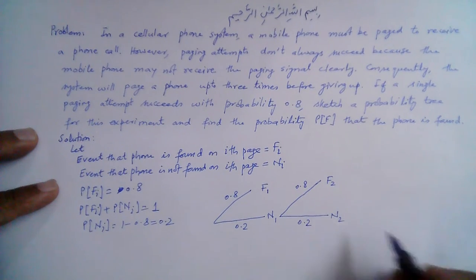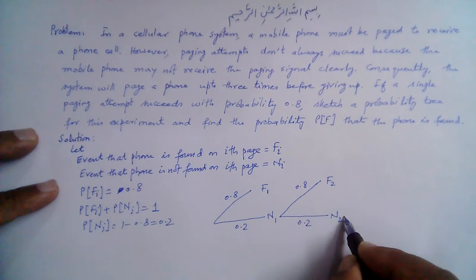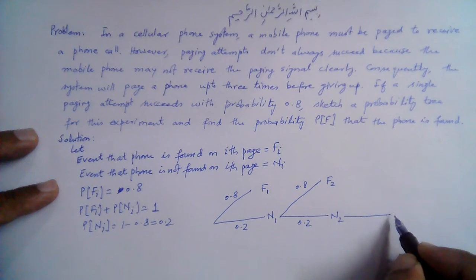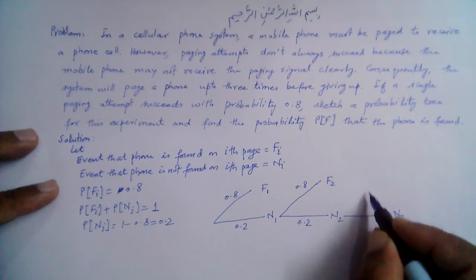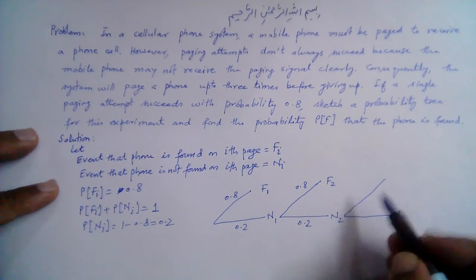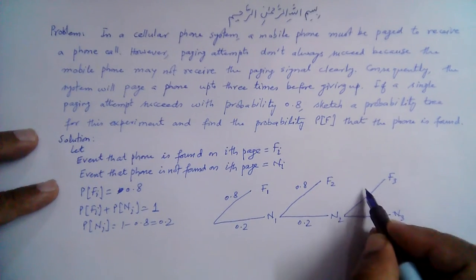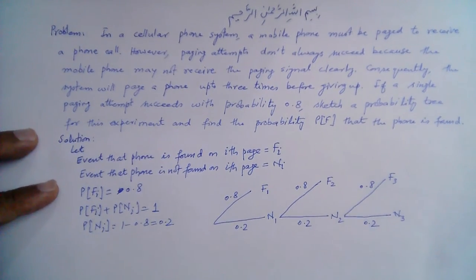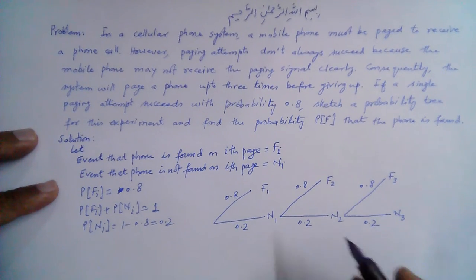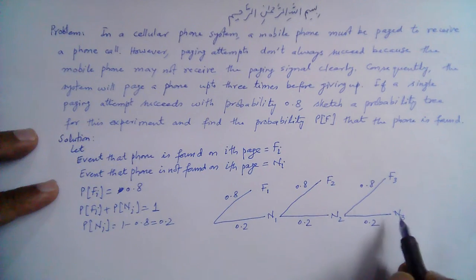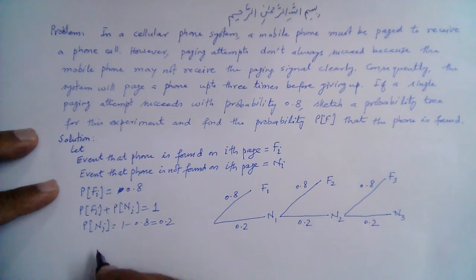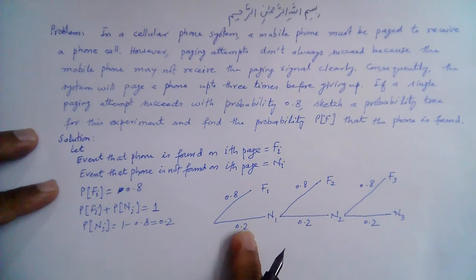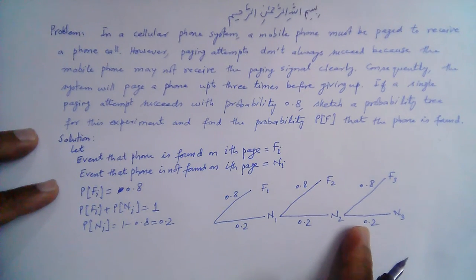And if this attempt again fails, then we have a third paging attempt. So that is N3 if it is not found, and that is F3 if it is found, and the probabilities are the same, 0.8 and 0.2, right? So the probability that the phone fails in all 3 paging attempts is given by 0.2 multiplied by 0.2 multiplied by 0.2.